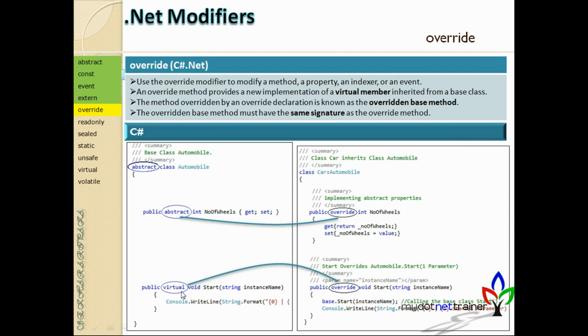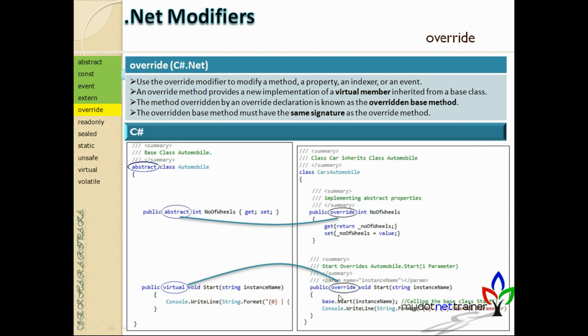Similarly, when I have a base class method that I want to override in the derived class, at that time I need to specify it as virtual, and on the derived side I still use the override keyword as a modifier. The override modifier indicates that I am actually overriding the base class implementations, either overriding a virtual member or, in the case of an abstract member, implementing the abstract member.